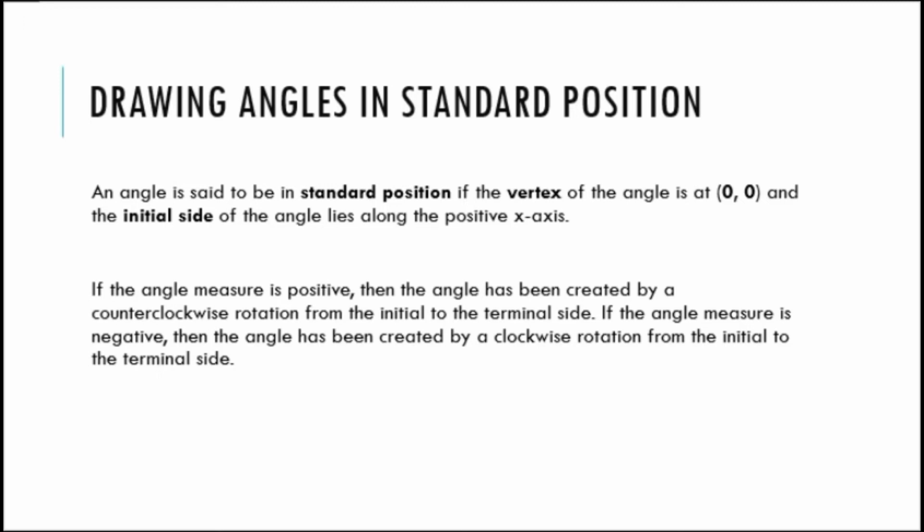An angle is said to be in standard position if the vertex, or the common endpoint of the angle, is at (0, 0) or at the origin, wherein the initial side of the angle lies along the positive x-axis. If the angle measure is positive, then the angle has been created by a counterclockwise rotation from the initial to the terminal side. If the angle measure is negative, however, then the angle has been created by a clockwise rotation from the initial to the terminal side.